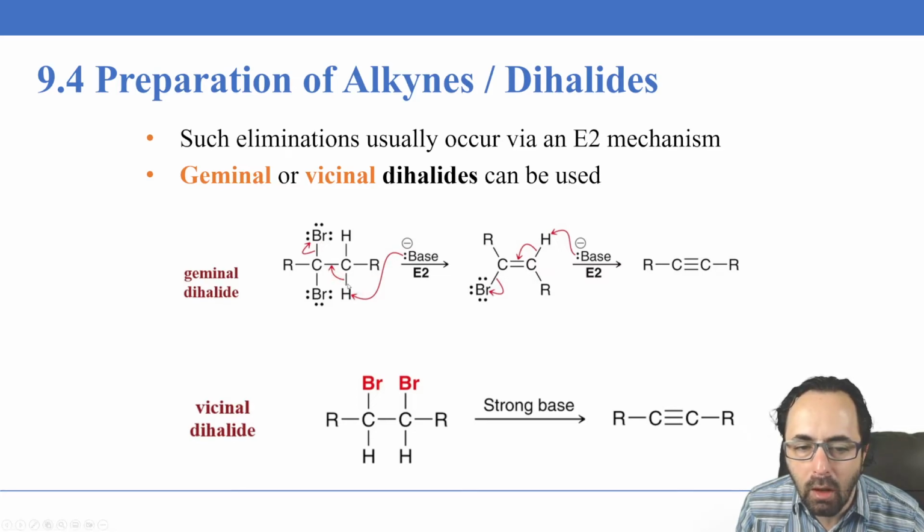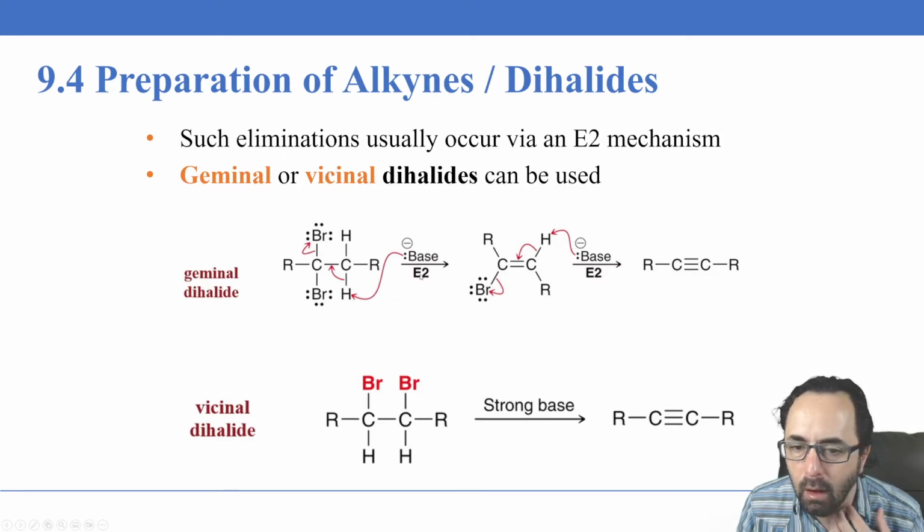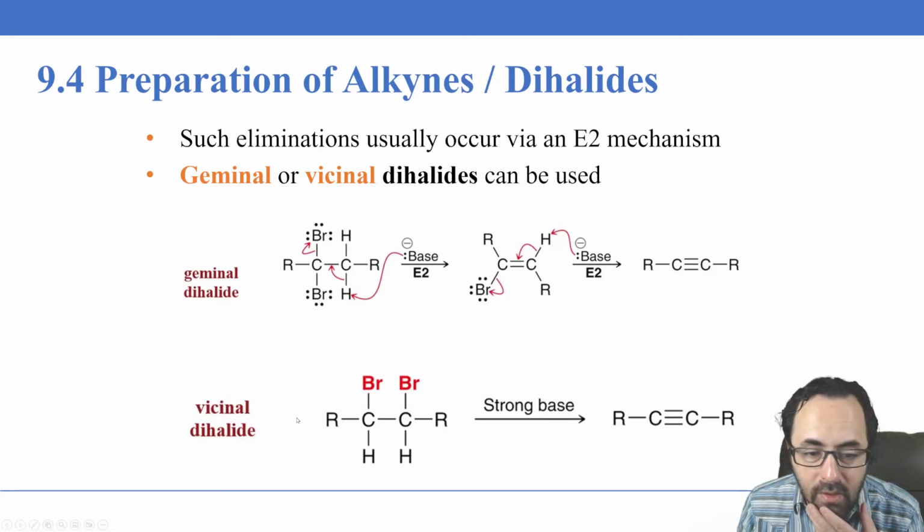So we remove the proton here. These electrons go into making the pi bond, and simultaneously the leaving group leaves. A standard E2 mechanism. Then we have the alkene here, and we can have a second elimination, E2 style. The proton is again removed, these electrons go into making the second pi bond for the triple bond, and the leaving group leaves. And so we get the triple bond here. With a vicinal dihalide, in a similar manner, we can have an E2 reaction to produce the alkyne.